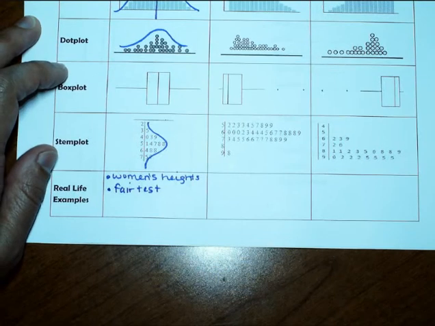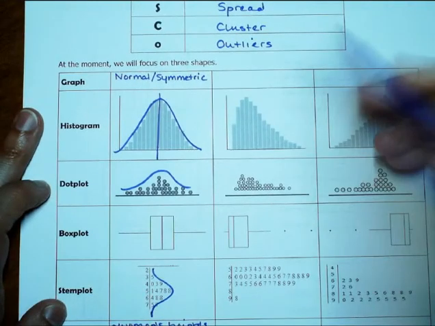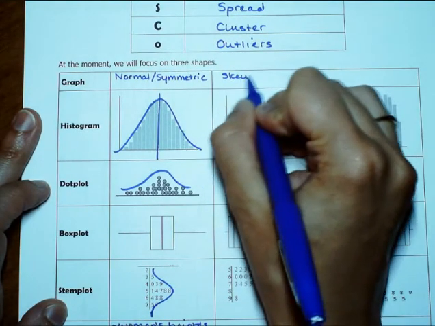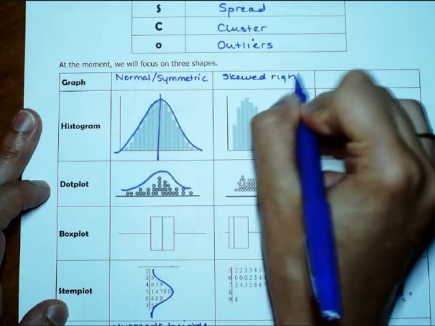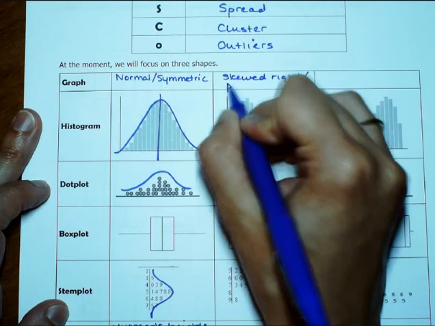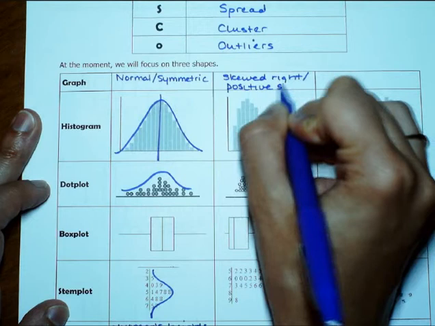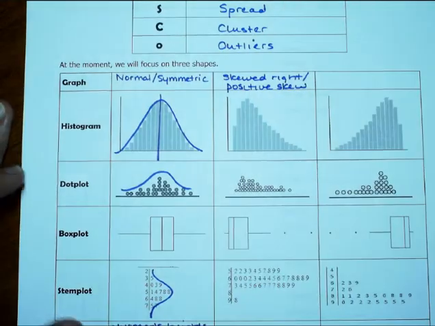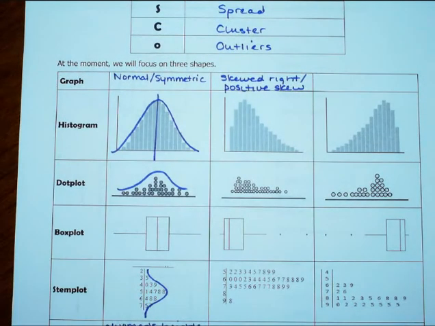Our next shape looks like this. We call this skewed right. Another name is positive skew. Now notice, it doesn't tell us where the majority of the data is, it tells us where the tail of the data is. So the reason this is called skewed right is because the tail is on the right.